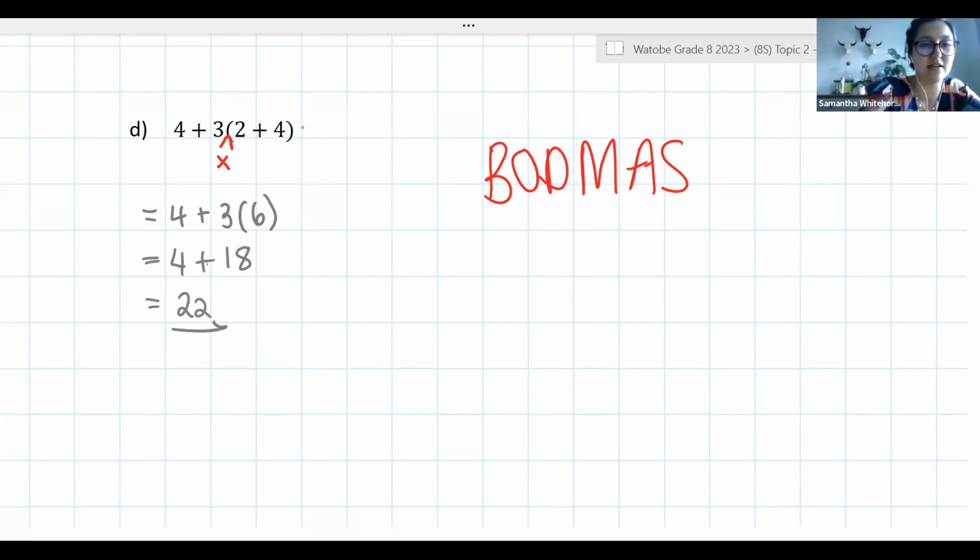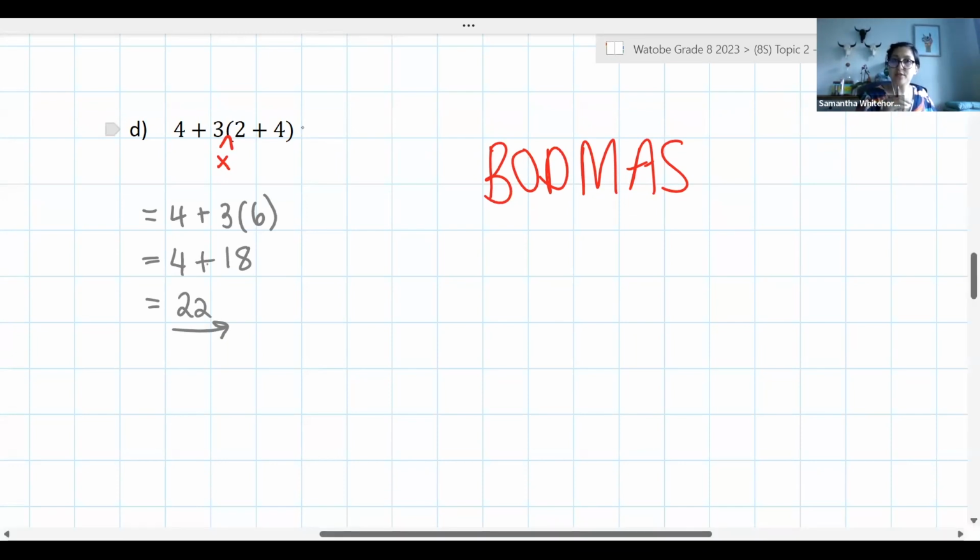Fantastic. Well done. Okay, guys, beautifully explained. Again, I don't even think I need to re-explain. Importantly, though, brackets first, so 2 plus 4 first, then the multiplication, and then only right at the end we do the addition. Okay, that addition or subtraction should always be happening last. It should never be the first thing that you do.